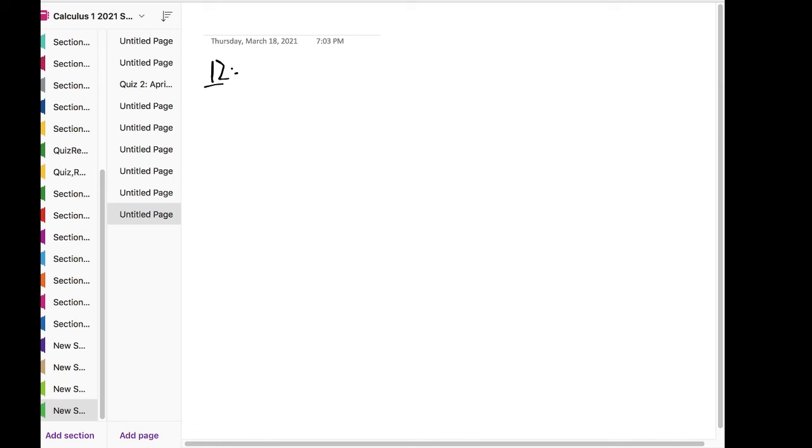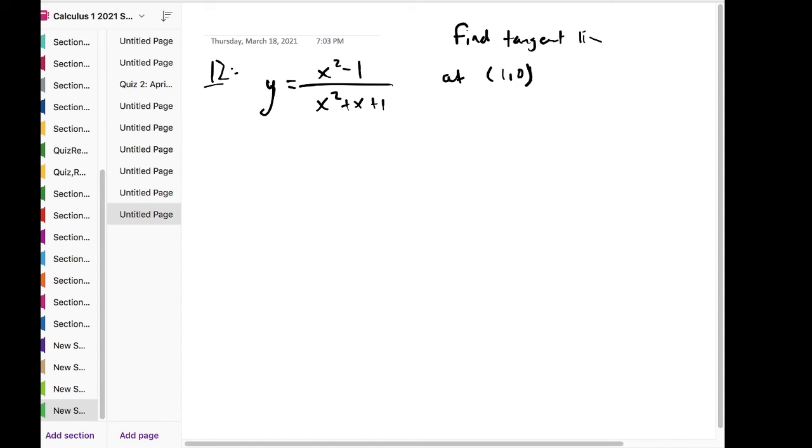The tangent line. Okay, so you have y is equal to x squared minus 1 over x squared plus x plus 1 at (1, 0). So find the tangent line. Is that kind of what your question is like?